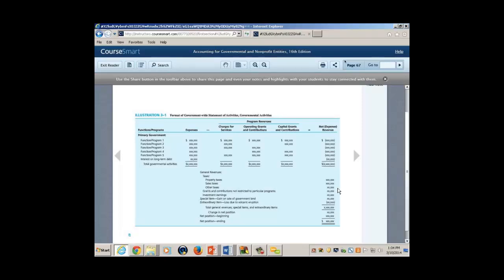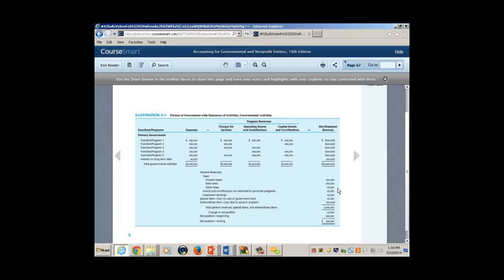On the left-hand side, you see a list of functions. What are some of those functions? I talked to you about general government, right? Safety, public safety, recreation. These are all the functions, things that governments do, right? What's that interest on long-term debt? It's separated, not allocated, but separated. The top part, these are your direct expenses and these are your indirect expenses, okay?